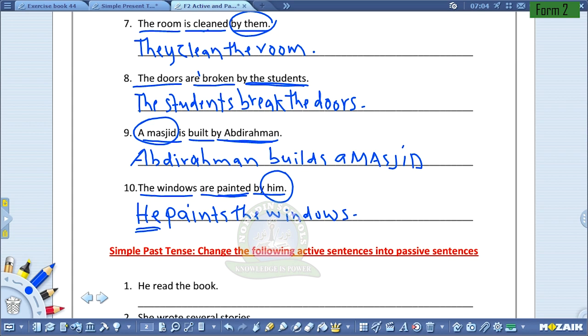Let us see the simple past tense. Simple past tense, as you all know, is used for an action that happened in the past and completed at a specified time. For example, I played football yesterday. Yesterday it finished, and that action has already completed. When I played, it is the past, yesterday, at a specified time.